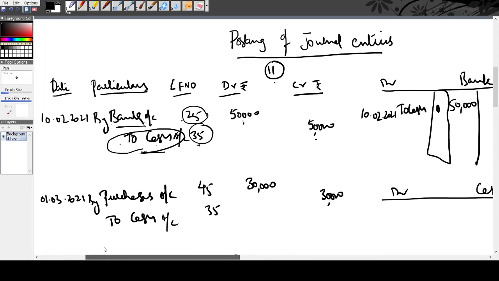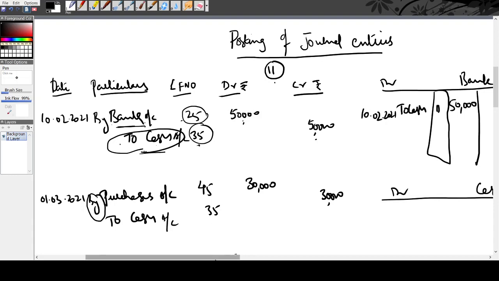With practice you will learn how to post journal entries very quickly in the ledger accounts. You need to practice the posting process. On 1st March 2021 we have an entry here by purchases. You can even omit this prefix by, but in traditional accounting we use the prefix by, or else you can even leave it. You can simply write purchases account debit to cash account. It doesn't make a difference. Okay, so we are writing by purchase account 30,000 to cash account 30,000.